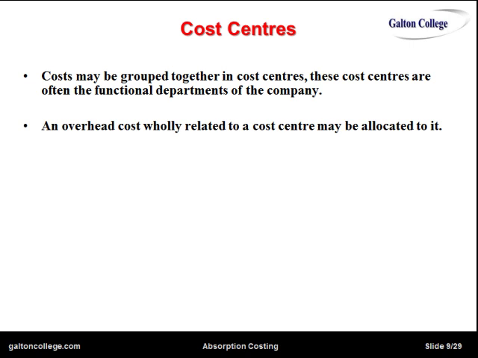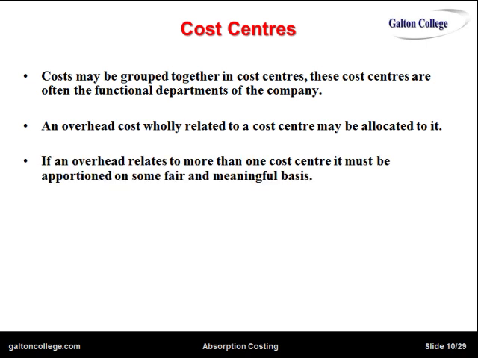Now an overhead that's wholly related to the cost center may be allocated to it. I said this earlier, but clearly if the production department has a bill, has an invoice that relates to something that's obviously related to production, then the production cost center should pay for that. So overheads wholly related to a cost center are allocated to that cost center.